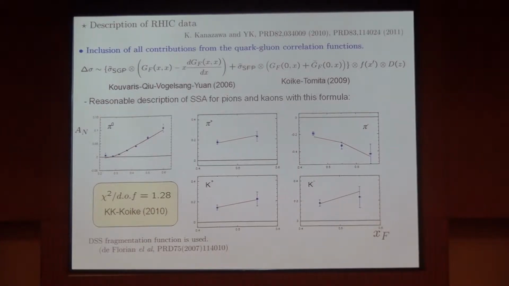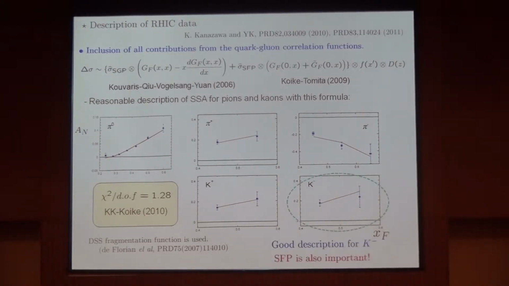The fold functions are parameterized by 13 parameters. The analyzed data points are about 61. And the result of the fitting is like this. In the negative XF region, although I didn't show, it's consistent with 0.